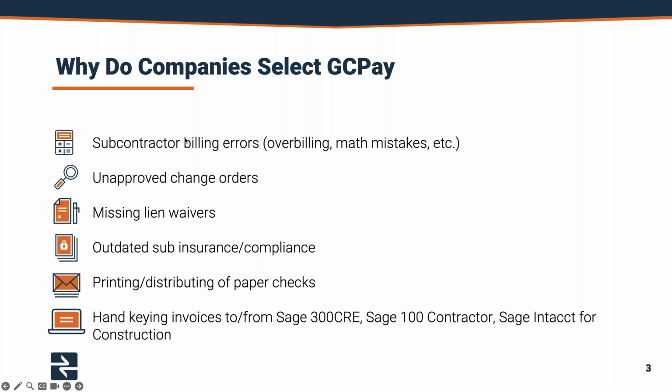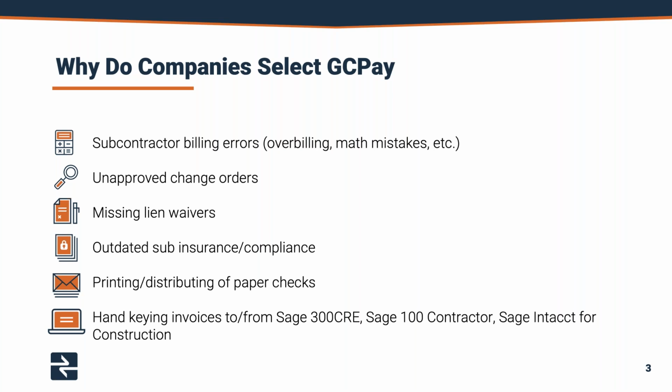We can talk about why companies select GCPay. We're actually able to completely eliminate subcontractor billing errors. Your subs will only bill against an approved schedule of values that's updated in real time from your Sage environment, whether that's Sage 100, Sage 300, or Sage Intacct. We can actually pull over change orders and pull over contract values to establish an approved schedule of values and ensure that your subs are only billing against that approved schedule of values. No more unapproved change orders due to that integration.